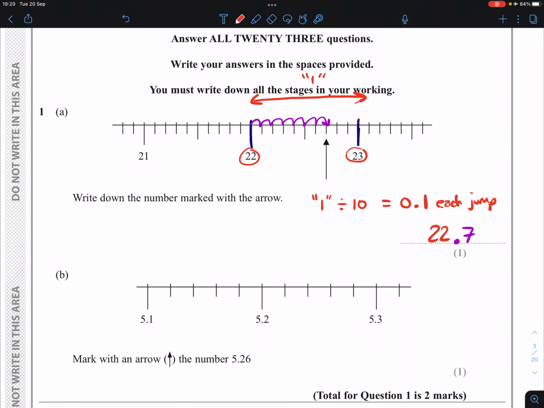For the next one, mark with an arrow the number 5.26. So the fact that it's a 5.26 means it's going to be somewhere between 5.2 and 5.3. As far as the number of jumps here, we have 5 jumps between 5.2 and 5.3. The difference between these two, if we take them away from each other, will give us 0.1. So 0.1 stands for those 5 jumps.